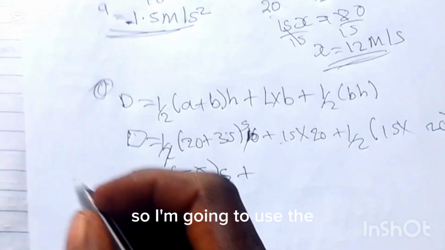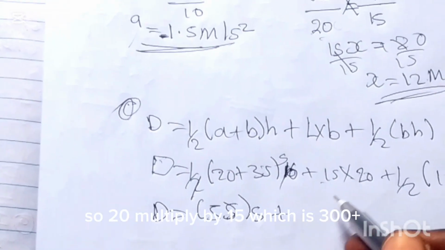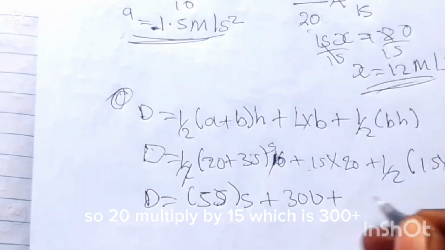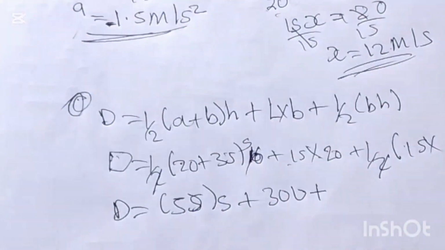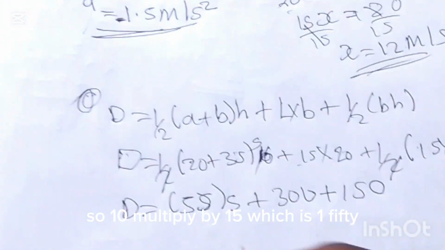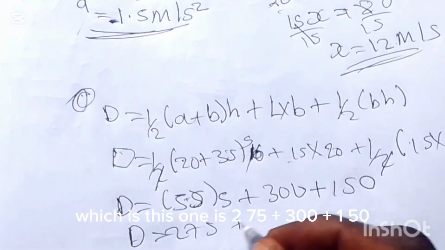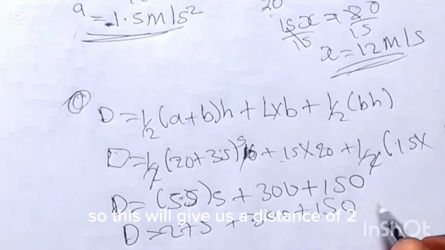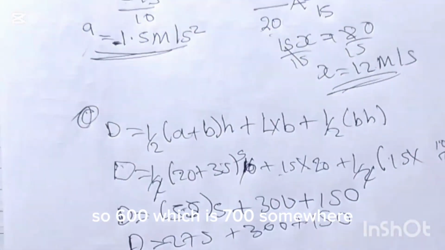Plus 20 multiplied by 15, which is 300, plus, here we're going to cancel half, cancel 2 with 10, so 10 multiplied by 15, which is 150. So 55 multiplied by 5 is 275, plus 300, plus 150. So this will give us a distance equal to 725 somewhere.